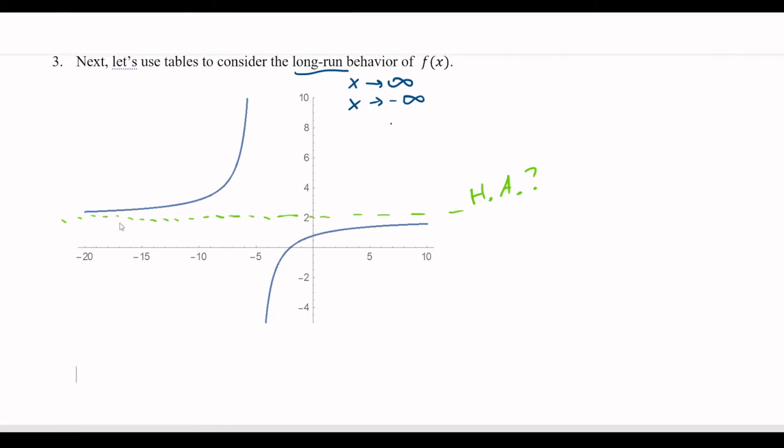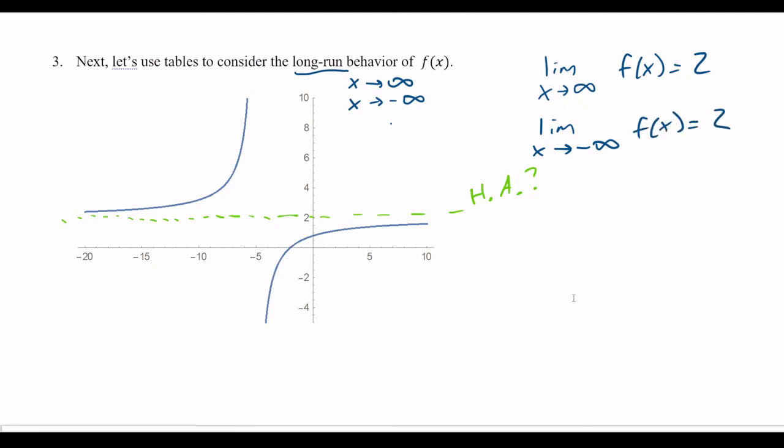Let's write that out in terms of our actual notation though, right? The limit as x approaches infinity of f of x seems to look like 2. We've got some evidence. And as I approach negative infinity, go all the way left, left, left, it seems to also approach 2. What about a table? Use a table. Use all your tools.